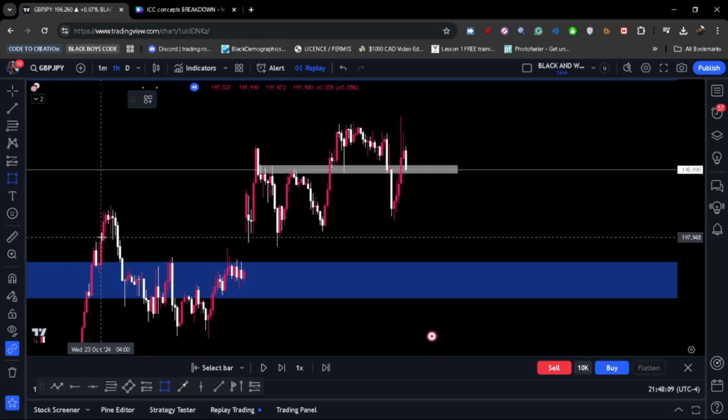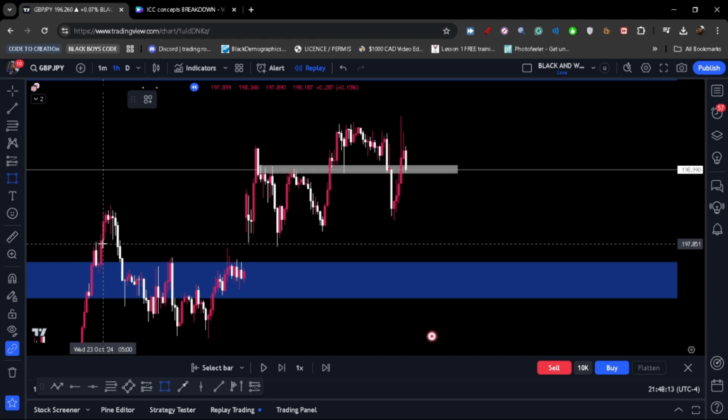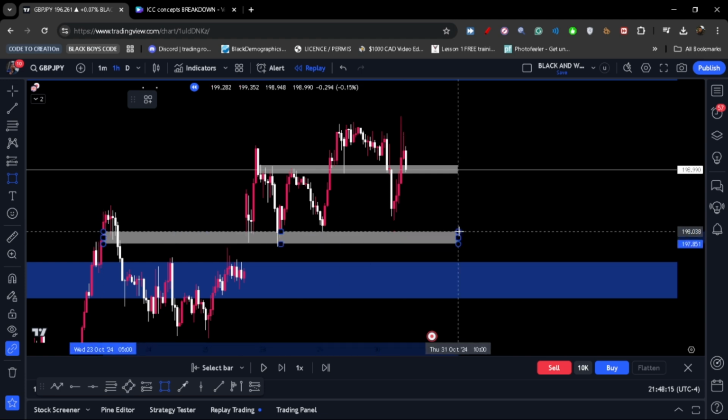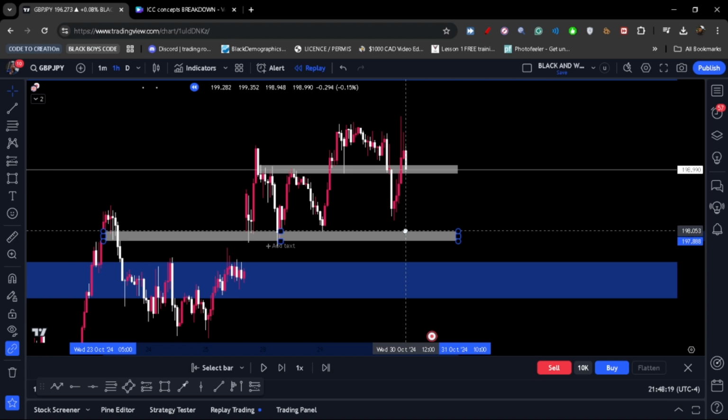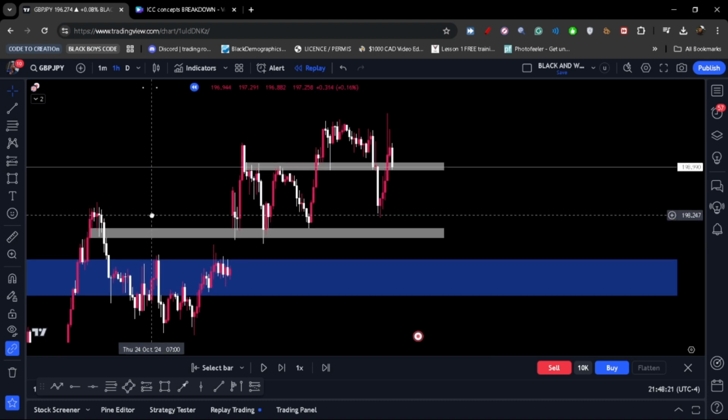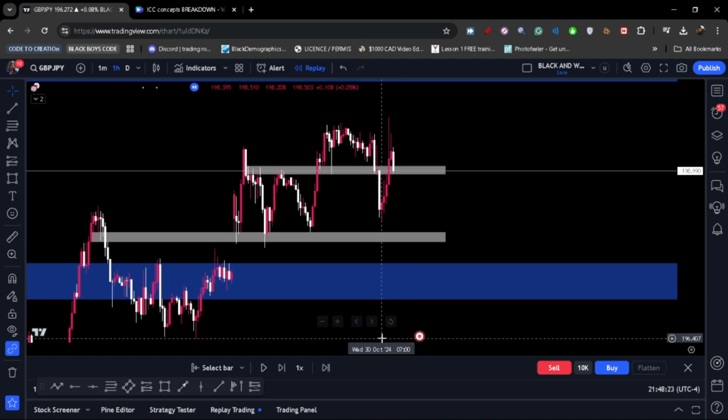So somewhere around here, and in the middle, boom, something like this, and then let's move this up right here, right? So this is basically what I was seeing in the 1 hour time frame.